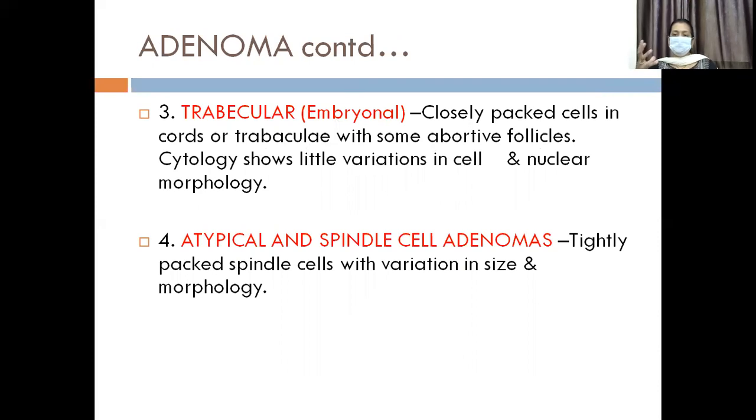See, whenever you're talking about an embryonal component anywhere in the pathology, either in ovary or something, you will find that there is this trabecular or cord formation, and abortive follicles means that they are just attempting to form the follicles but still have not formed. That's the reason abortive means just not born, something like that, or just ended. Okay, so the cytology shows little variations in cell and nuclear morphology. So atypical adenomas have packed spindle cells with variation in size and morphology.